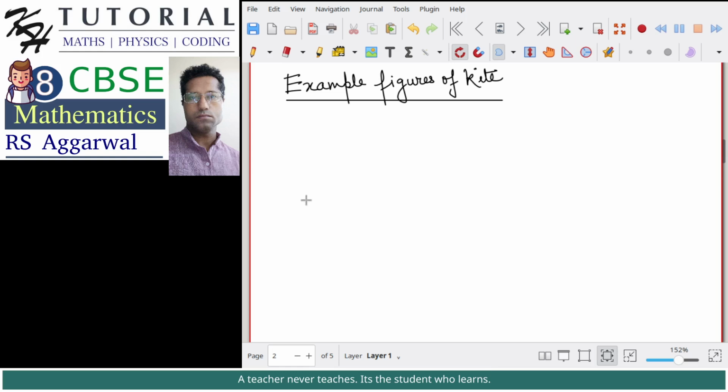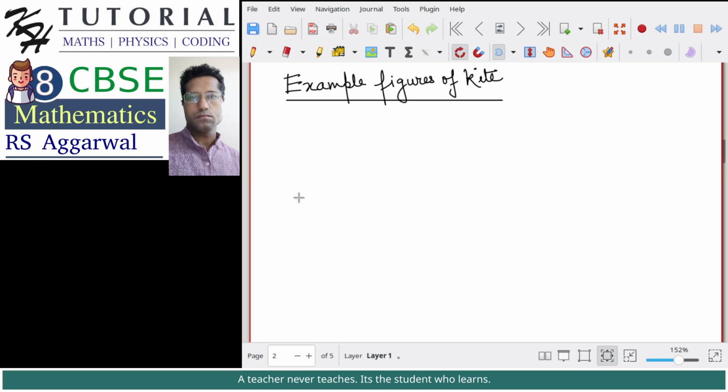That is, the diagonals will then intersect at right angles. There will be one pair of opposite angles which will be equal, and the diagonal that connects that pair of equal opposite angles is bisected by the other diagonal. All these properties will follow from the definition of a kite.